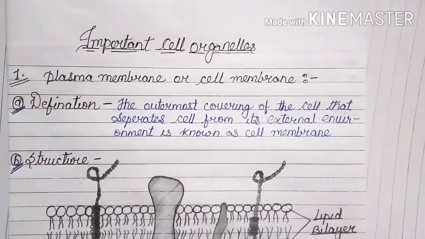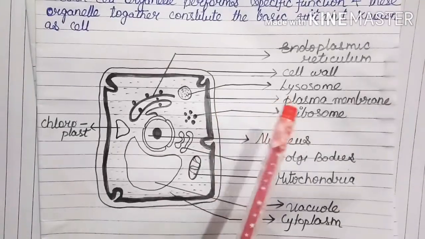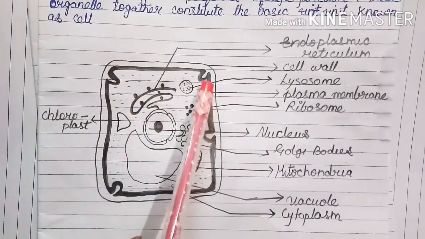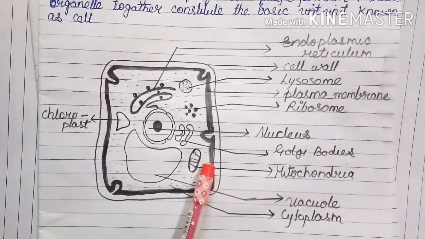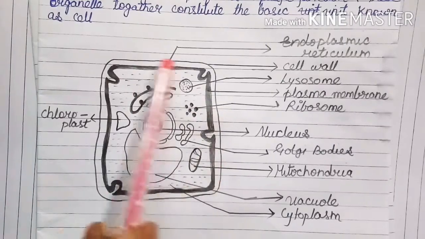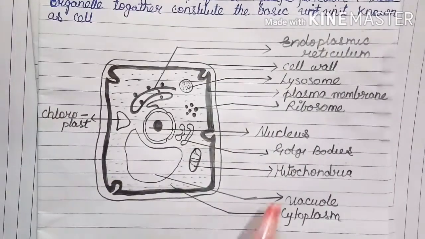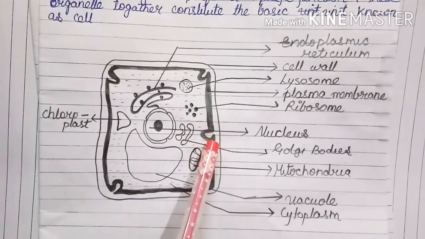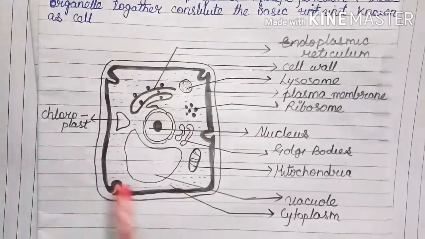So plasma membrane is the second-most outer layer of plant cell. Let's understand this plasma membrane with the help of this diagram. So this is a plasma membrane. As the definition says, it is the outermost layer which separates cell from the external environment. So it acts as a bridge which separates cell from its external environment.